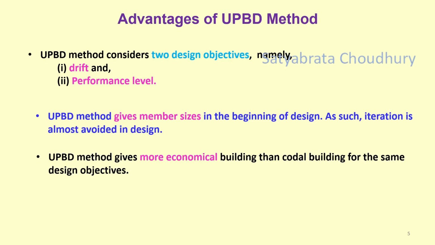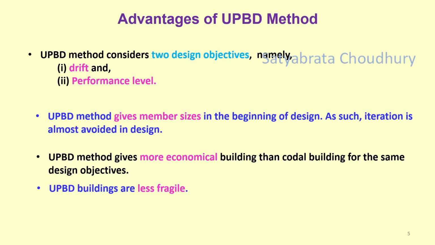Then it has been found that buildings designed using the UPBD method are more economical than the corresponding conventional buildings for the same performance levels. You consider a certain drift, say 2%, you consider a performance level, say LS, and your conventional building gives you this kind of performance, and find out the cost of that building. Now you use the UPBD method for the same performance objectives, and you will see that it gives a lesser cost. So that is a great advantage.